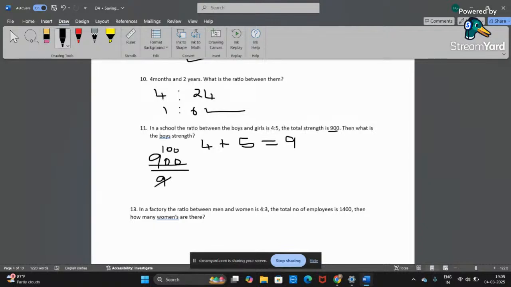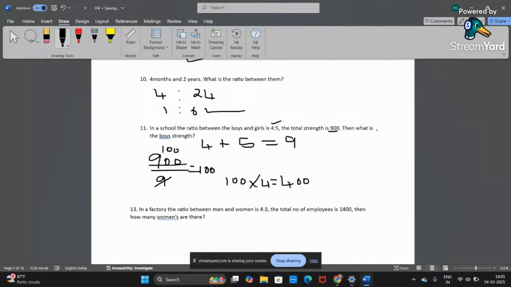When we are dividing, we get 100. So what is the question here? We need to find the boys' strength. What is the boy ratio here? 4, right? So we have to multiply this 100 with 4. 400. There are 400 boys.